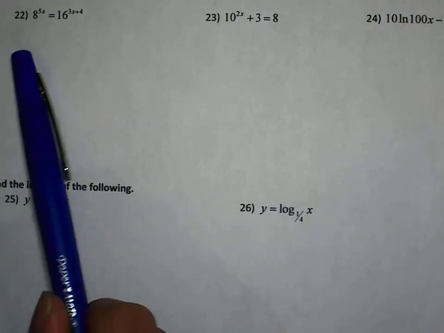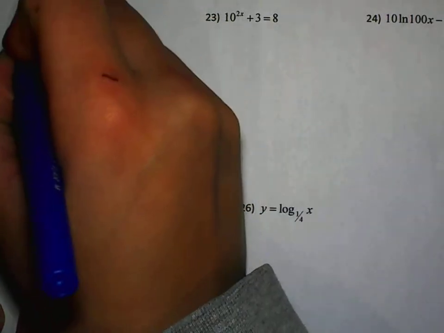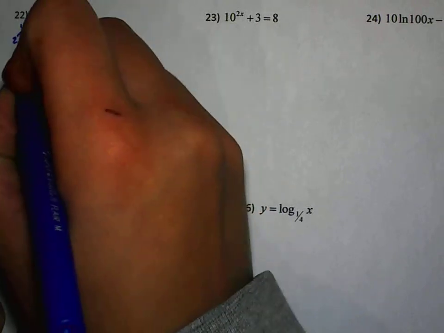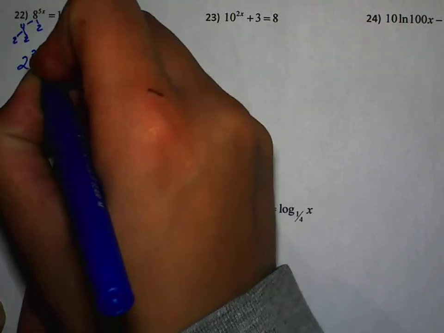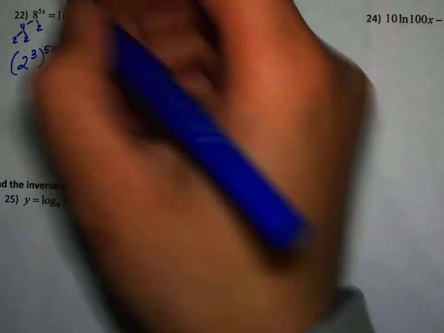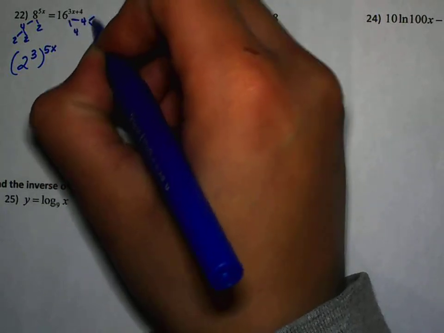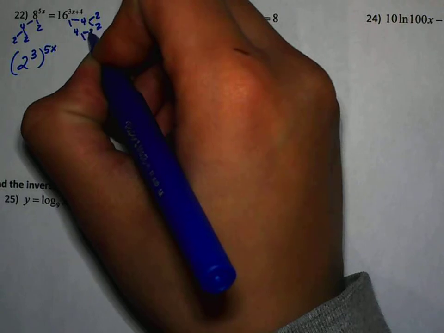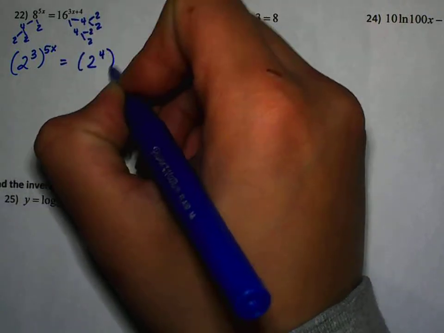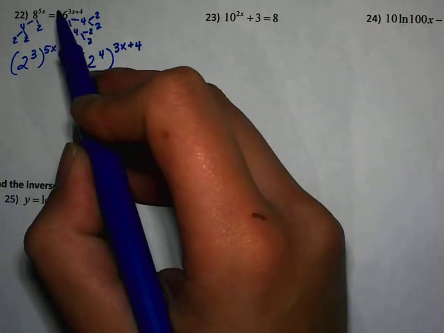What we know is 8 and 16 are not prime numbers, so let's go ahead and get them down to prime numbers. I know 8 is 4 and 2, this is 2 and 2. So we have 2 raised to the third power instead of 8. And then we have that 5x on the outside. Okay. 16, I know, is 4 and 4. And each of those are 2 and 2. So 2 to the fourth. And I have 3x plus 4 from the original problem.